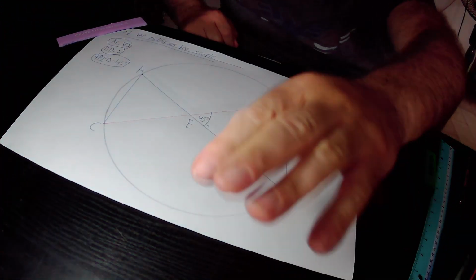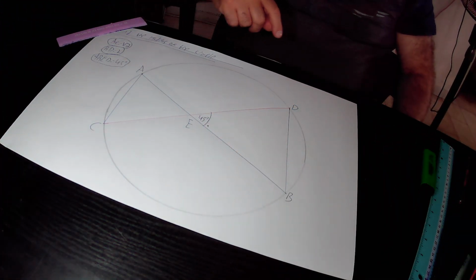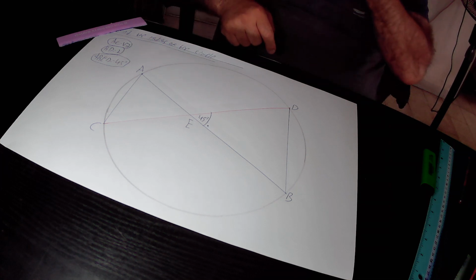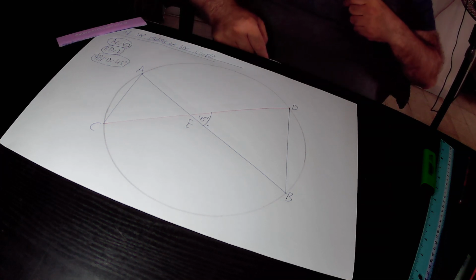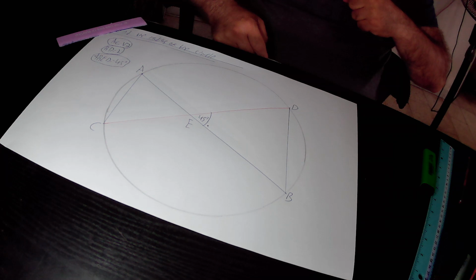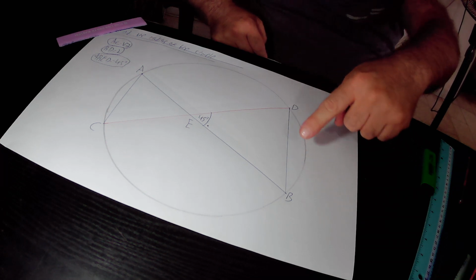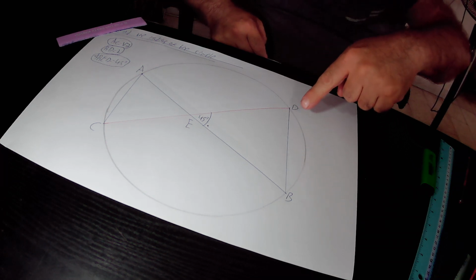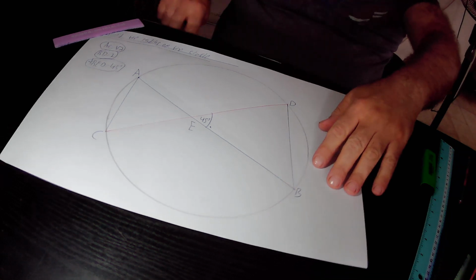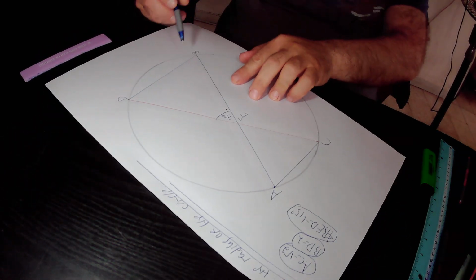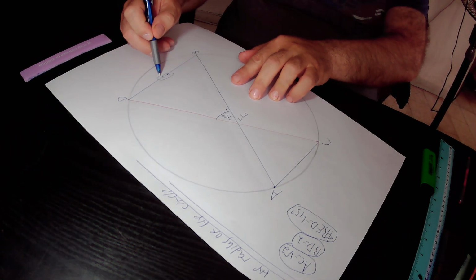Now in this lecture we find out the radius of a circle. In the drawing we have a circle. We know that inside this circle we have chord DB. The size of this chord DB is 2. Chord DB equals 2 units length.